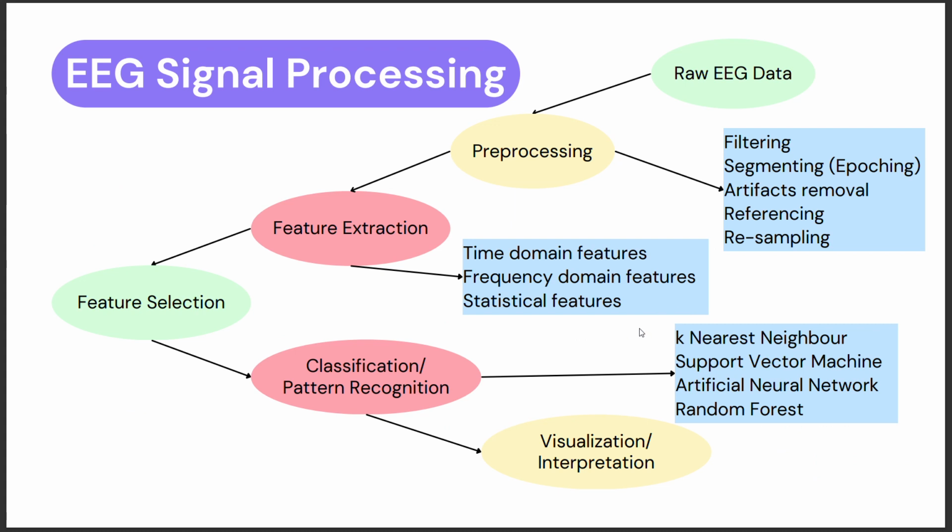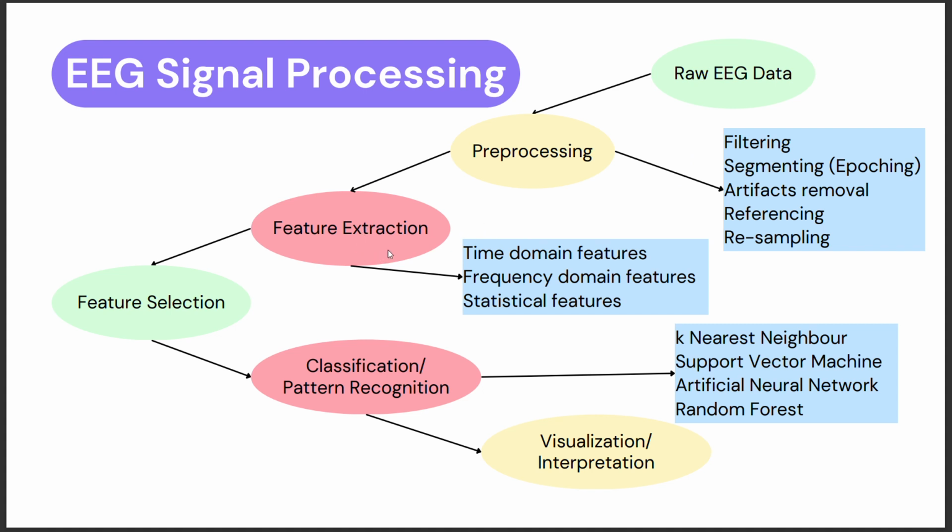In a typical EEG signal processing, these following steps are followed. When raw EEG data is obtained, it is pre-processed using several methods such as filtering, segmentation, artifacts removal, referencing, and resampling. Then, certain features are extracted depending on the scope and paradigm of the research. The popular ones being time domain features, frequency domain features, and statistical features.